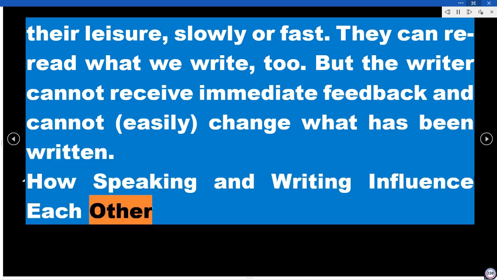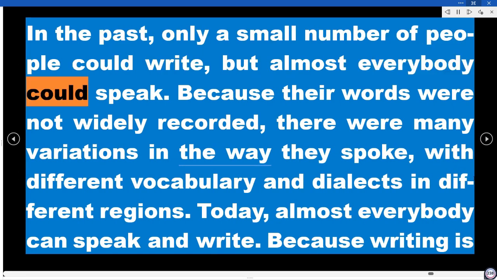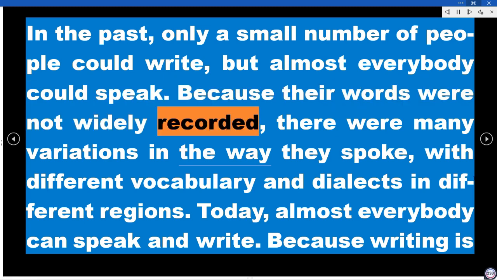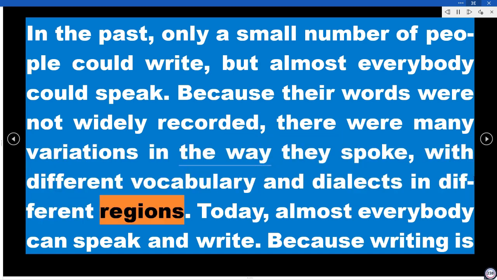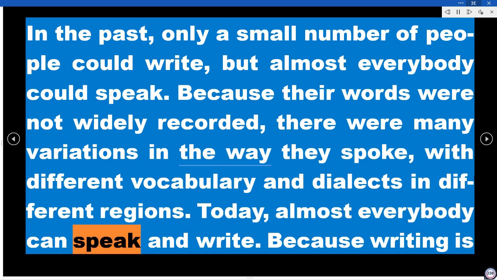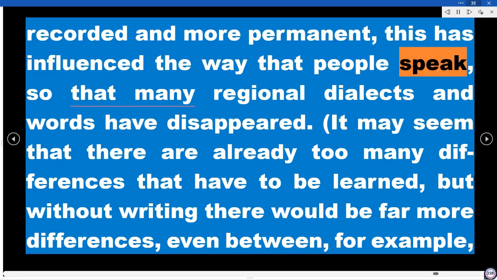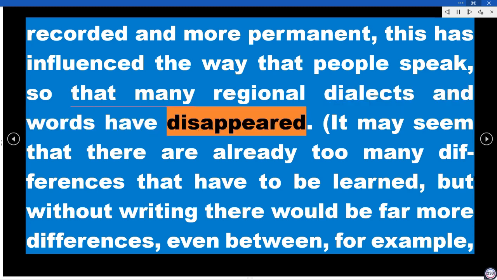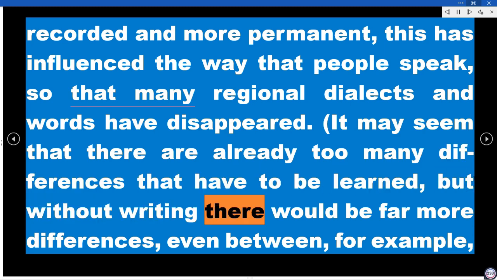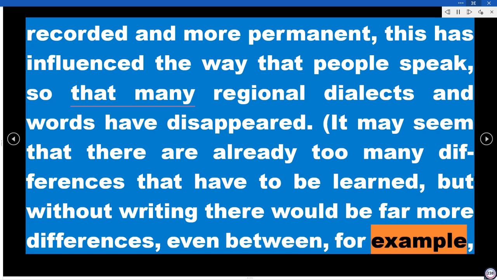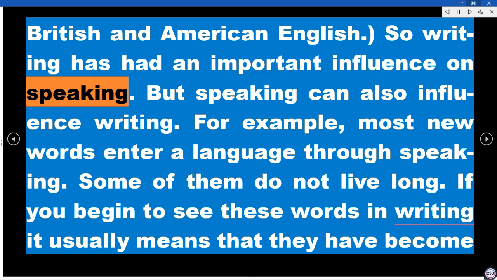How speaking and writing influence each other. In the past, only a small number of people could write, but almost everybody could speak. Because their words were not widely recorded, there were many variations in the way they spoke, with different vocabulary and dialects in different regions. Today, almost everybody can speak and write. Because writing is recorded and more permanent, this has influenced the way that people speak, so that many regional dialects and words have disappeared. It may seem that there are already too many differences that have to be learned, but without writing there would be far more differences, even between, for example, British and American English. So writing has had an important influence on speaking.